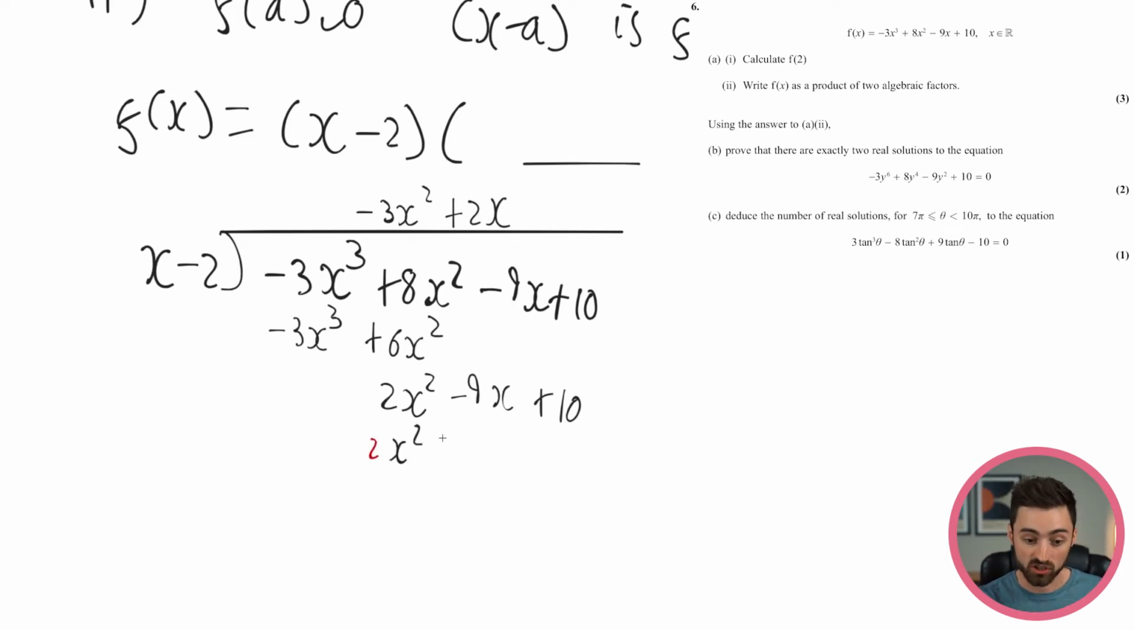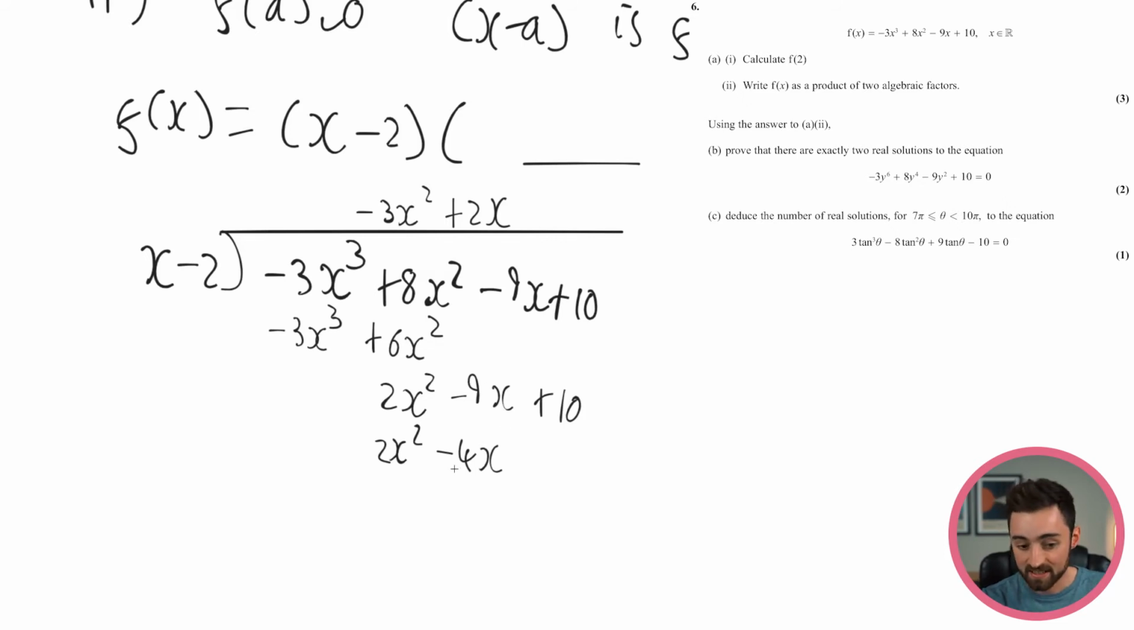2x times minus 2. I've lost the plot here. There we go. So 2x times minus 2 is going to be minus 4x. And then again, this 10 is still here, isn't it? So what I'm now going to do is take this away. So I get 2x squared minus 2x squared. They cancel as they should.